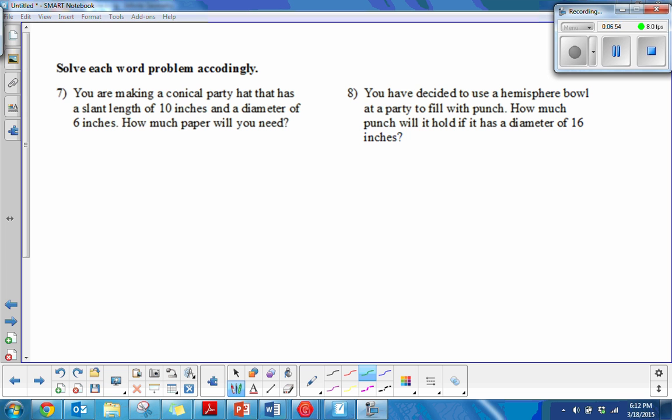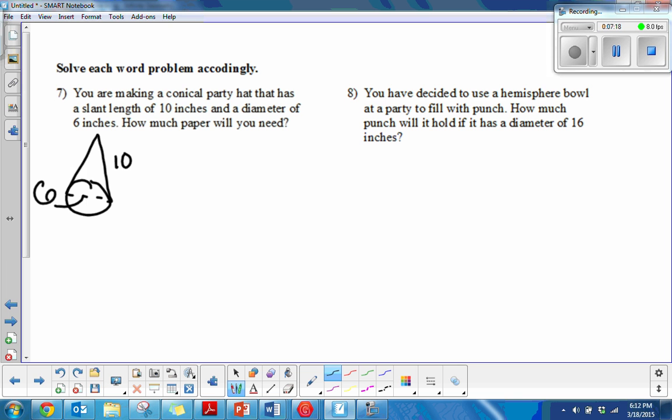Okay, so if we want to go ahead and draw this, we have a conical hat. So our hat is a cone, and it has a slant length of 10, so we can put our 10 over here, and a diameter of 6. It's a pretty small head, but we'll work with that. Okay, you may be making it for a little kid. So how much paper do you need? So really all you're doing is finding the surface area of this hat.